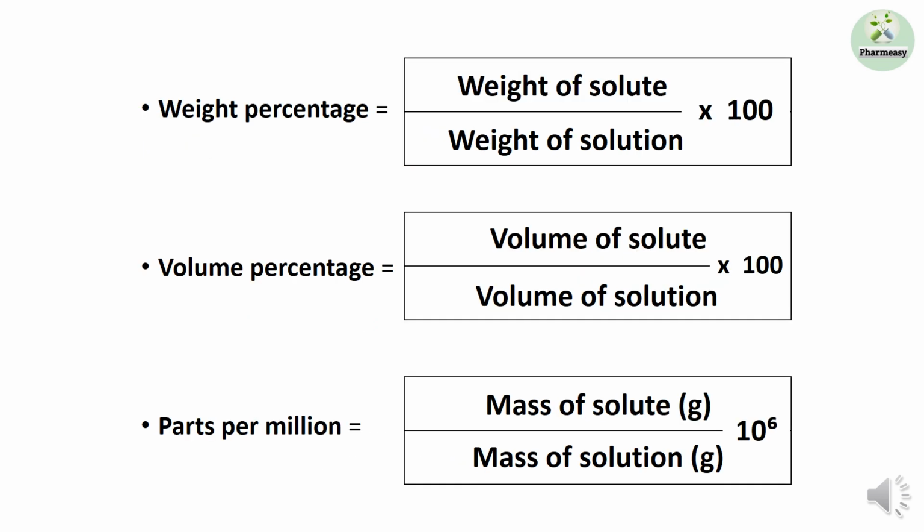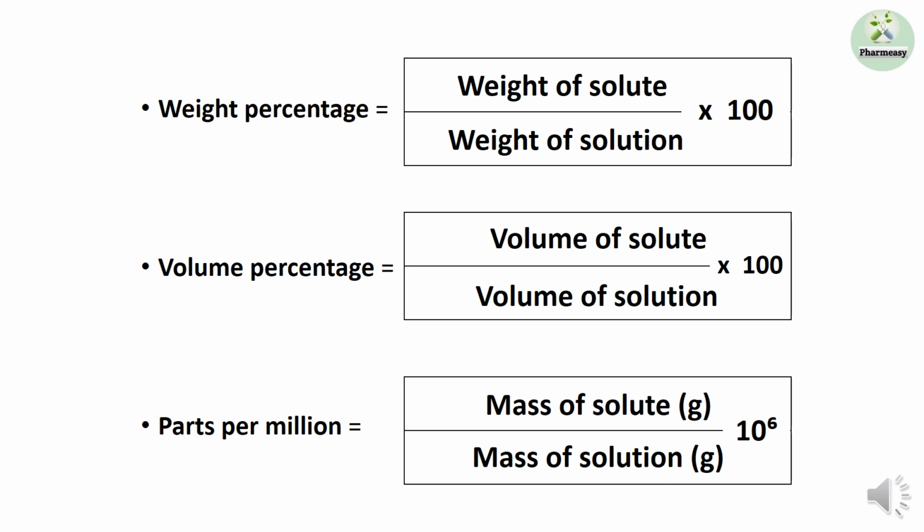Weight percentage is defined as the weight of solute divided by weight of solution multiplied by 100. And volume percentage is the volume of solute divided by volume of solution multiplied by 100. And parts per million is the mass of solute in grams divided by mass of solution in grams multiplied by 10 to the power 6.